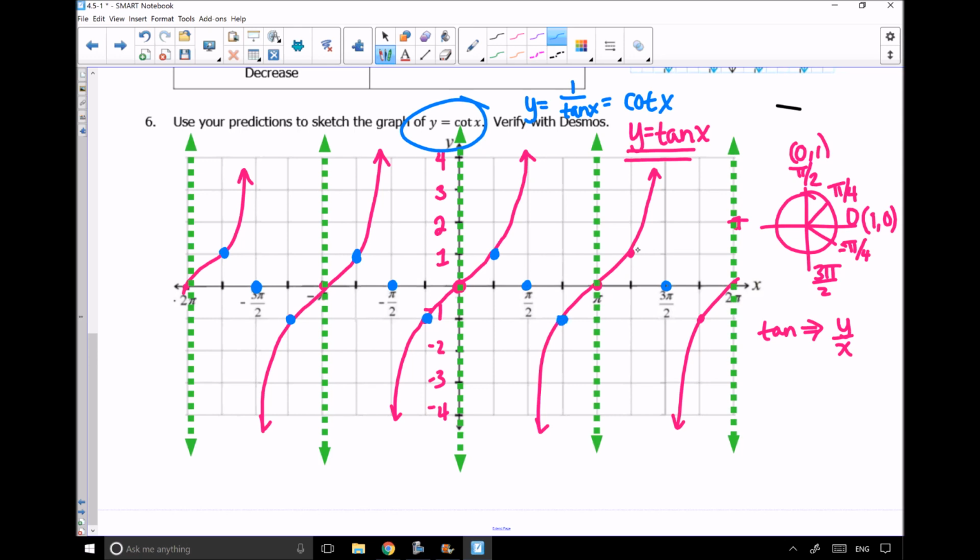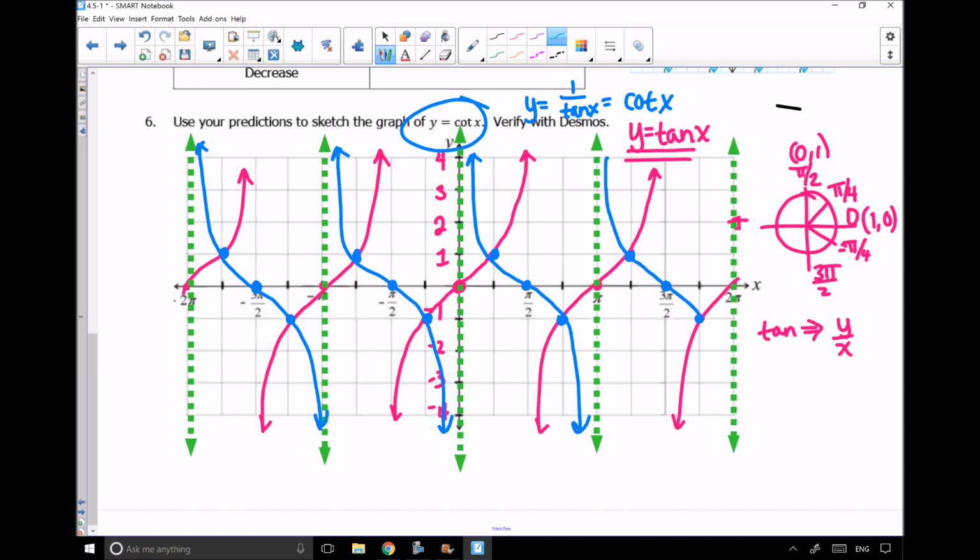So again, I'm just going over where we have 1 and negative 1 because the reciprocals of those values stay the same. So therefore, this is what my graph right here will end up looking like. It looks just like our tangent graph, except it's going in the opposite direction, okay? As well as the fact that our vertical asymptotes and our zeros are switching with each other. So our blue is going to be y equals cotangent of x.